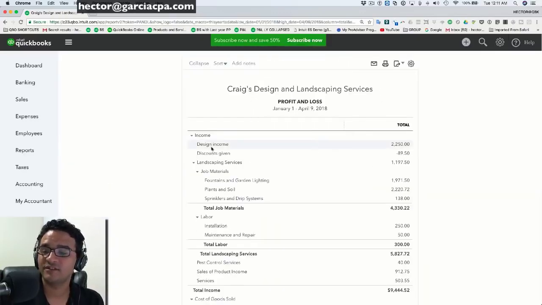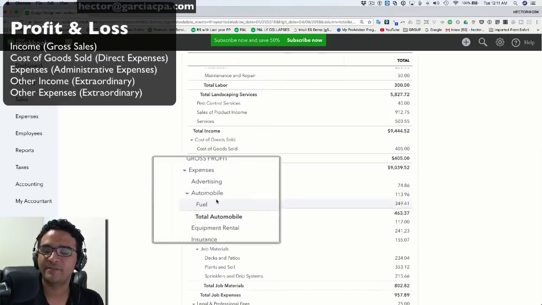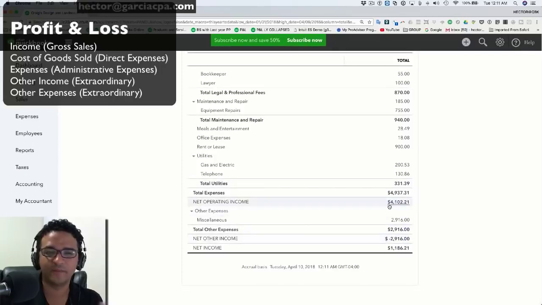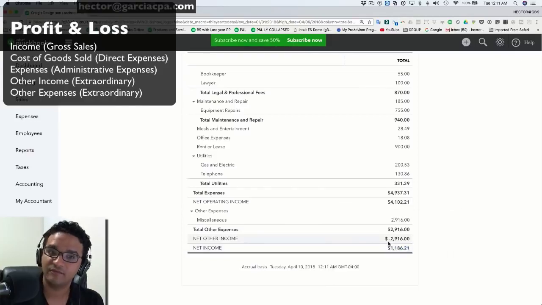Your profit and loss is going to contain your income, your cost of goods sold or your direct costs, your expenses, your other income, your other expenses, which are sort of the extraordinary stuff, and finally your net income or your bottom line, which is really how much money your business made at the end.